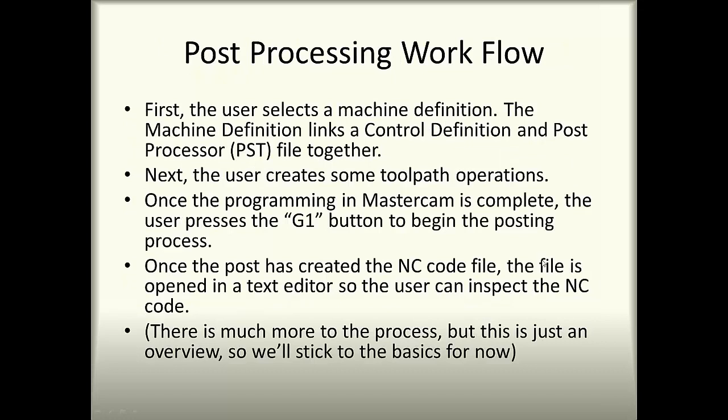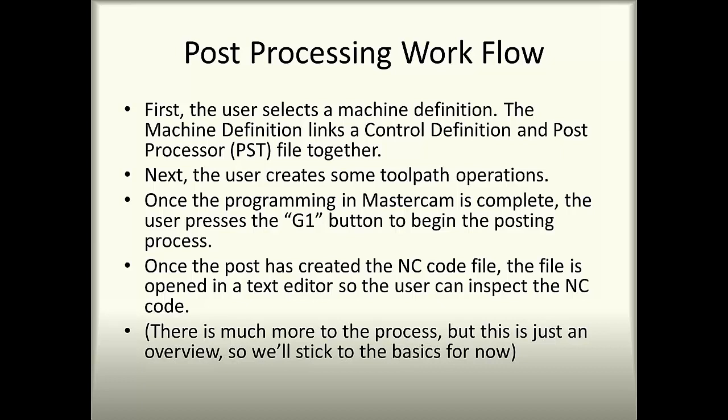We're going to go through this workflow together and talk about what we're going to do. First, the user is going to select a machine definition. The machine definition links a control definition and a post-processor file together. Then come toolpath operations. That's the name of the game as far as machining goes; you need to tell your machine how to cut your part. Once the program is ready, the user presses the G1 button to begin the posting process. Once the post has created the NC code file, the file is opened in a text editor. There's much more to this process, but this is just an overview, so we're going to stick to the basics for now.